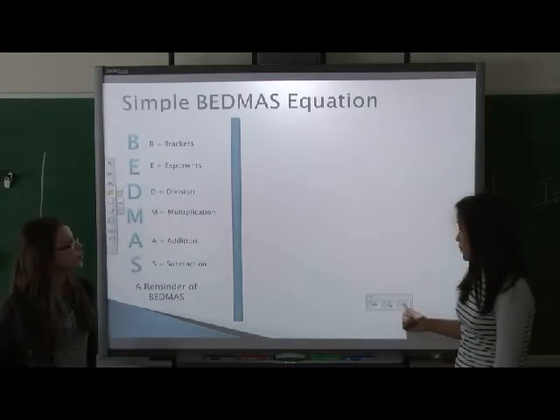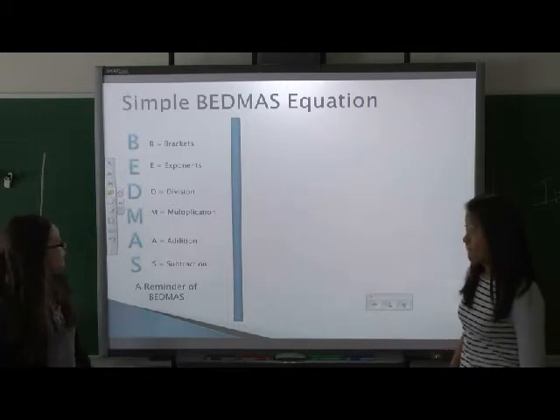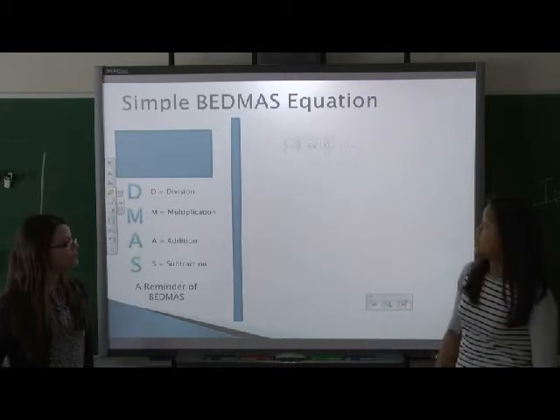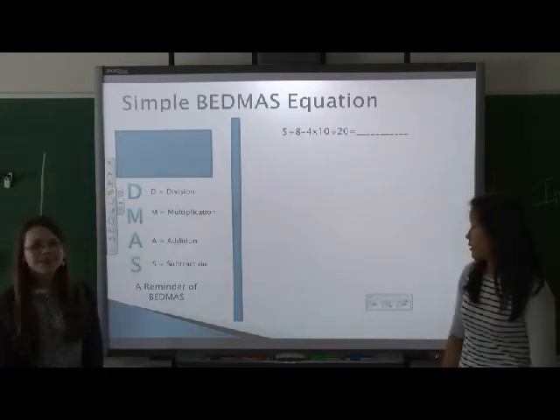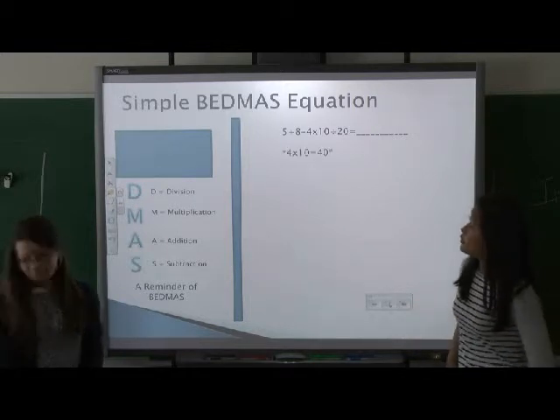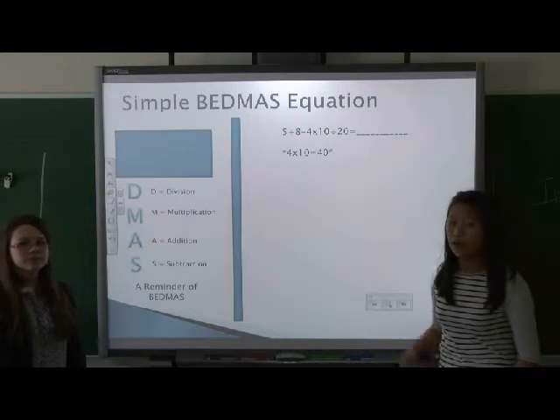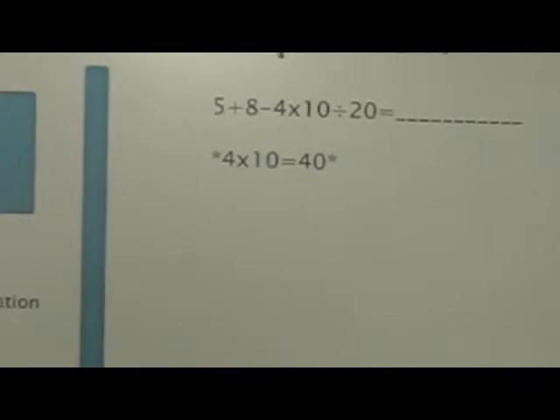So let's start off with a simple equation, and we will be only using this part, so we can forget about brackets and exponents for now. So our equation is 5 plus 8 subtract 4 times 10 divided by 20. So first, we do a multiplication because it is the first one that comes in order in this equation. So 4 times 10 equals 40.